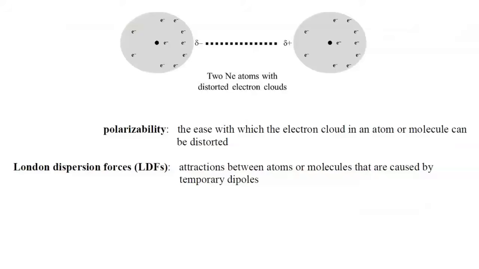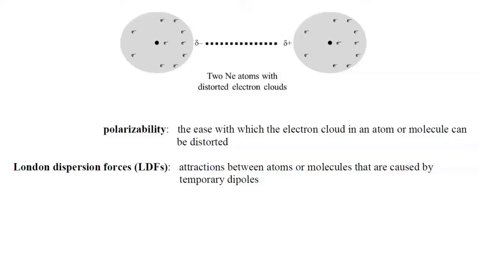So now we see two neon atoms with distorted electron clouds, and there is a partial negative charge and a partial positive charge with these distorted electron clouds. So the partial negative charge of one neon atom is attracted to the partial positive charge of another neon atom. Let me define a couple of terms here. Polarizability is the ease with which the electron cloud in an atom or molecule can become distorted. And London dispersion forces, or LDFs for short, are the attractions between atoms or molecules that are caused by temporary dipoles.